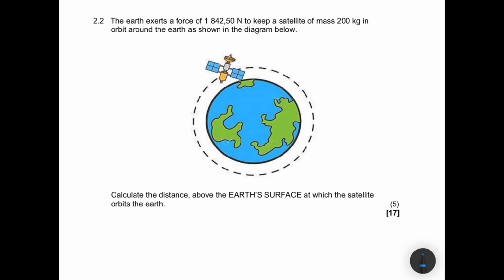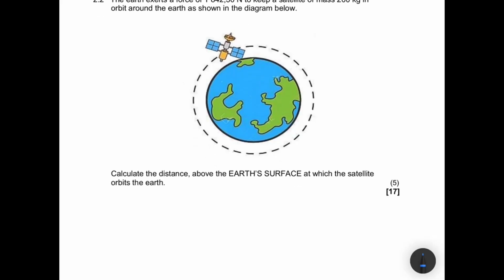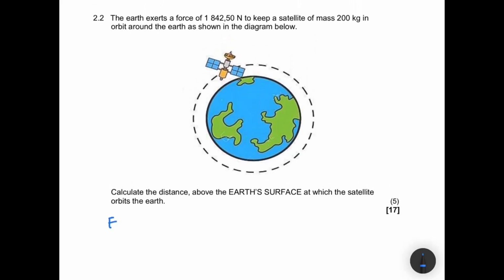And then the question says, let's calculate the distance above the Earth's surface at which the satellite orbits the Earth. So let's look at the information we have. We have the force acting between the Earth and the satellite, the mass of the satellite, and the mass of the Earth, which is a constant. What we're looking for is the distance between the Earth and the satellite.